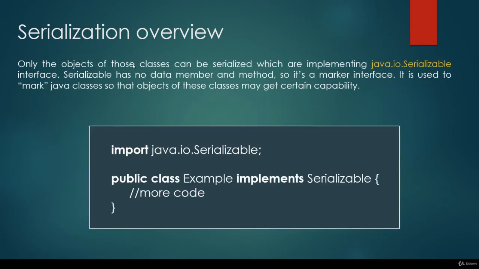Only the objects of those classes can be serialized which are implementing the java.io.Serializable interface. Serializable has no data member and method, so it is just a marker interface. It is used to mark Java classes so that objects of these classes may get certain capability. So if we want to serialize a given Java class, then we have to make sure that given class implements the Serializable interface.